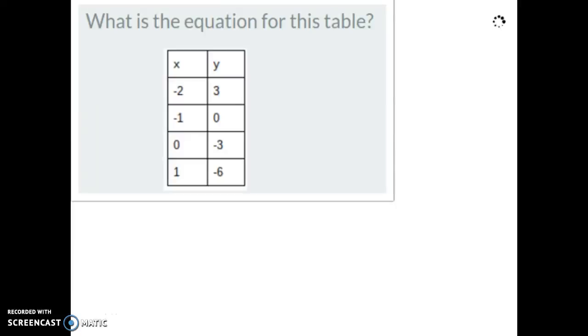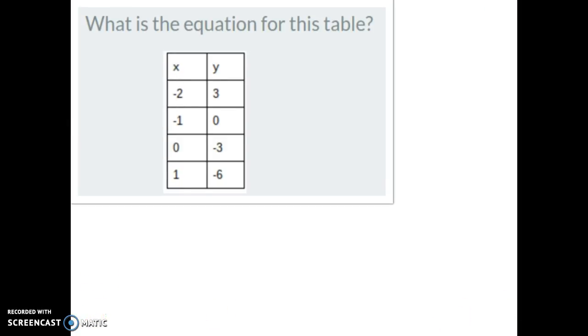Okay, we're now going to find the equation for this table here. Finding an equation for a table is finding the rate of change for said table. So we're going to find the rate of change of y along with the rate of change for x. Okay, from 3 to 0 is a loss of 3.